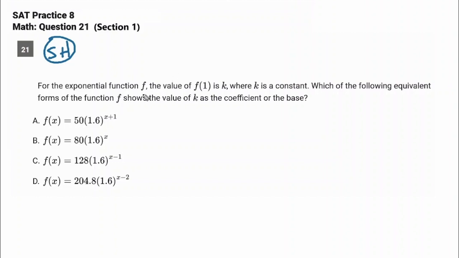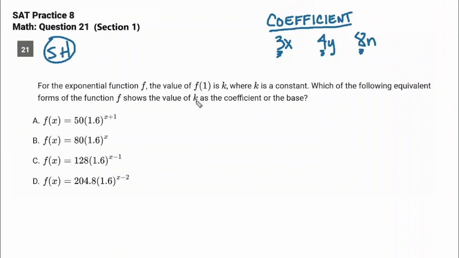For the exponential function f, the value of f of 1 is k. K is a constant. Which of the following equivalent forms of the function f shows the value of k as the coefficient or the base? What's a coefficient? You've been dealing with coefficients your whole life. It's a fancy term for something very easy. Ever seen 3x? 3 is the coefficient. It's the number that's attached to a letter. You ever seen 4y? 4 is the coefficient. How about 8n? What's the coefficient? It's 8. So it's just like the beginning number.